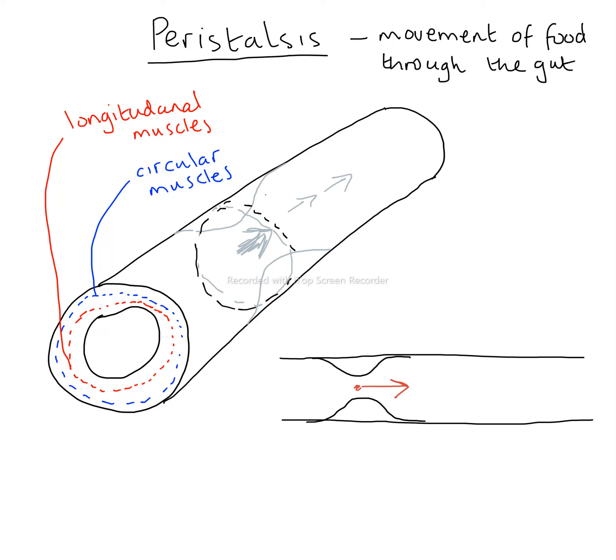And then what happens further along at the same time, you've got another wave. So the food here, that was here, gets moved on. So food's continuously being pushed along the gut. That is peristalsis. So it's the movement of food through the gut.